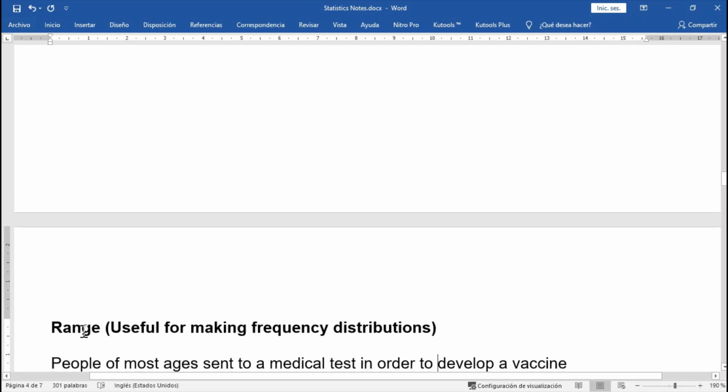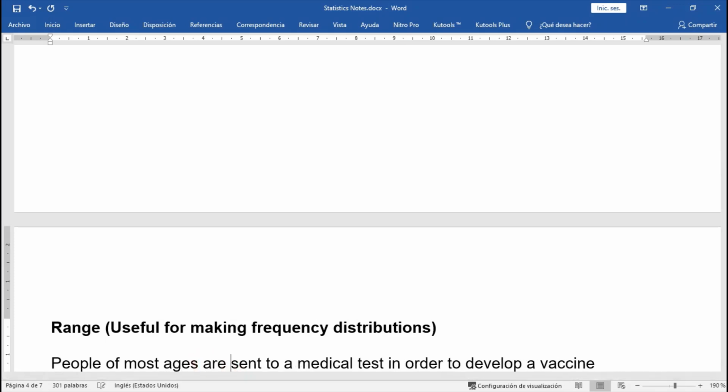Read here. Range is useful for making frequency distributions. Now, let's imagine this situation. People of most ages are sent to a medical test in order to develop a vaccine. Why? Because remember that a vaccine for healing a specific sickness, like attacking a virus or a bacteria, has to be tested on people of all ages, right? Or at least almost all ages.